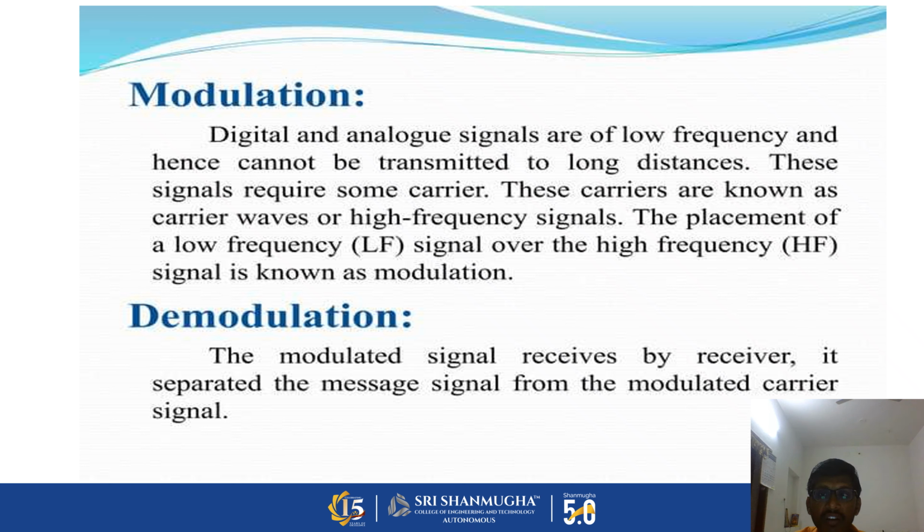The digital and analog signals are low frequency and hence cannot be transmitted over a long distance. These signals require a carrier wave. This carrier is also known as a carrier wave or high frequency signal. So the message signal is low frequency and the carrier signal is high frequency. The placement of the low frequency signal over the high frequency signal is known as the modulation technique. That process is called modulation.